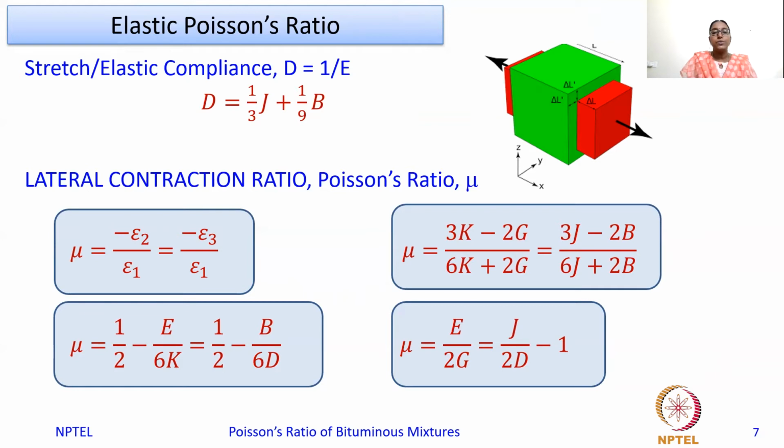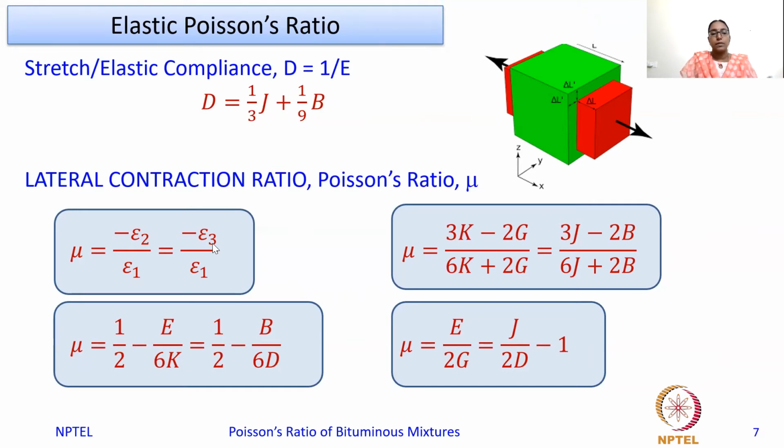Now, Poisson's ratio is defined as a lateral contraction ratio, and it's normally denoted as mu. So as we can see here in that same box, as I mentioned, mu is given by minus of epsilon 2 by epsilon 1, or it's also given as minus of epsilon 3 by epsilon 1, where 1 is the direction in which the stress is applied, or it's called the longitudinal direction. Then the other two directions, 2 and 3, are called the lateral directions.